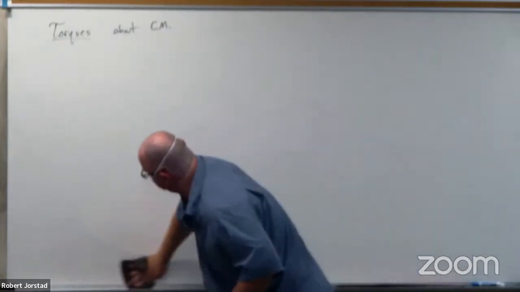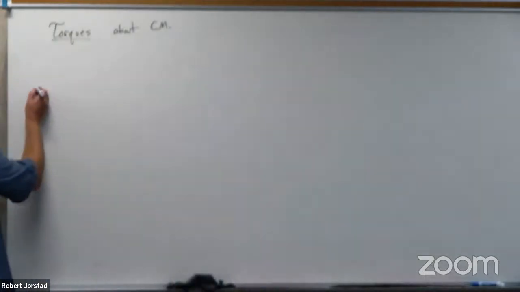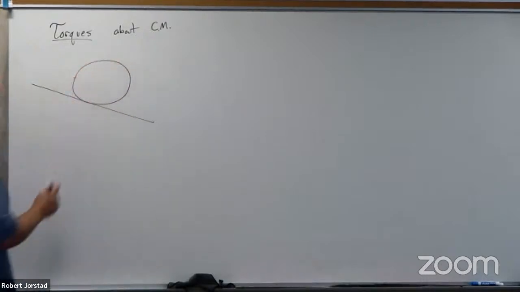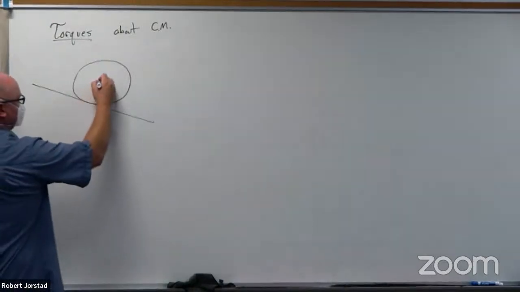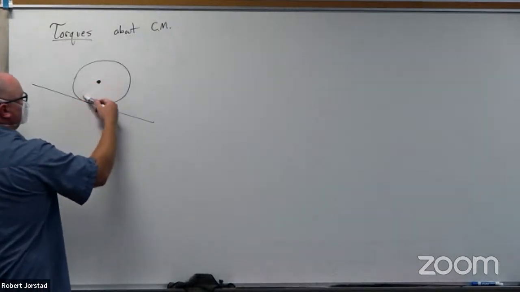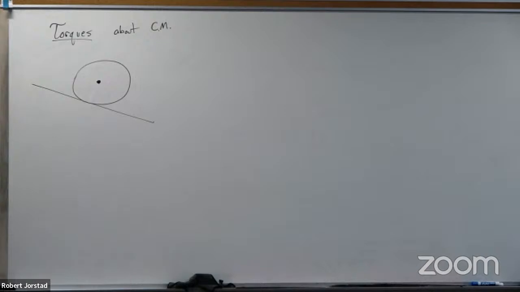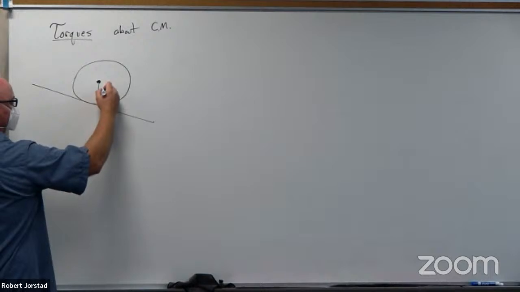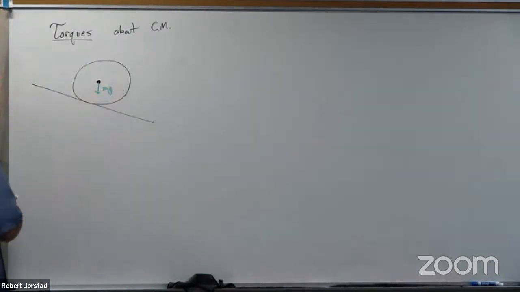So let me do this. Here's the center of mass. What is one force that acts on the object as it rolls down the hill? This is the object that's going to roll down. Gravity. Where does that act? The center of mass. Is that going to cause a torque about the center? I need a bigger picture, but I'm going to wing it. Can you read that at all, or is that too small? Good enough?